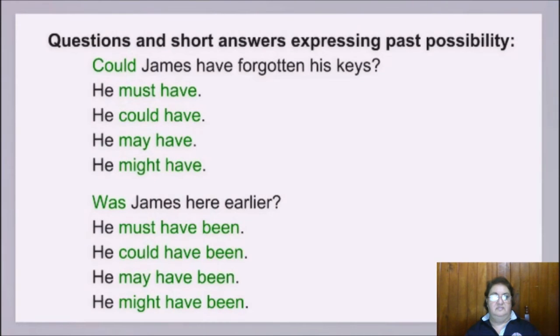We usually use could have for questions about past possibility. For example, could James have forgotten his keys? We don't usually use may or might have for questions. We can respond with a modal plus have. So I could respond by saying he must have, he could have, he may have, or he might have.